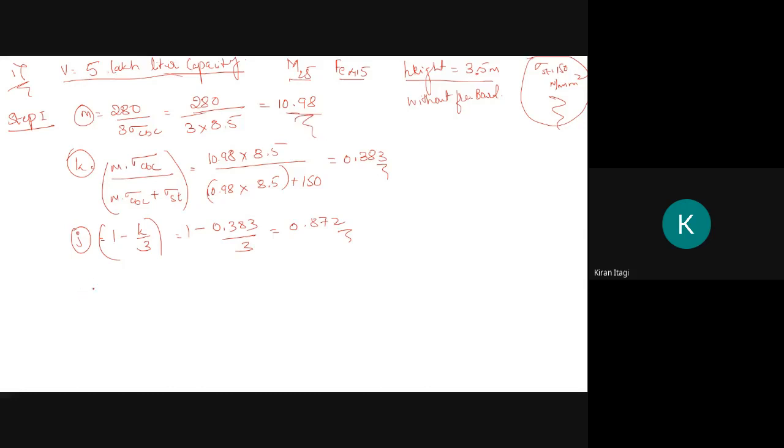Okay, then we have the moment resisting factor, that is Q, which is given by half into sigma cbc multiplied by k multiplied by j, that is 1 by 2. Substitute the values. Therefore Q is 1.169. Okay, we have got all the constants. Then what is the second step? We have to determine the dimensions of the water tank.